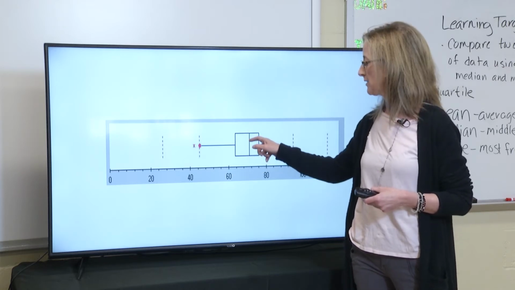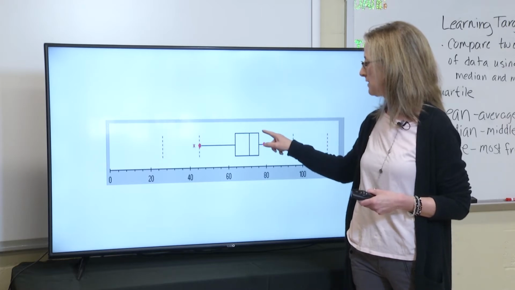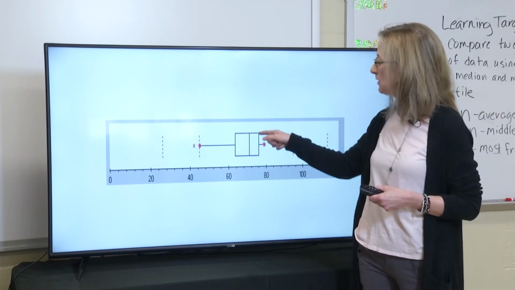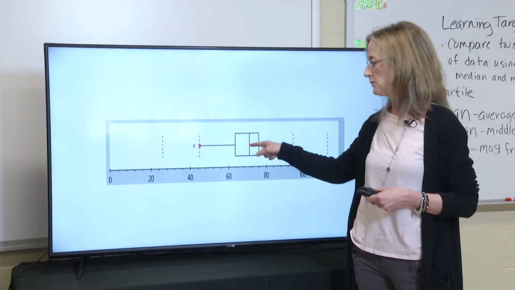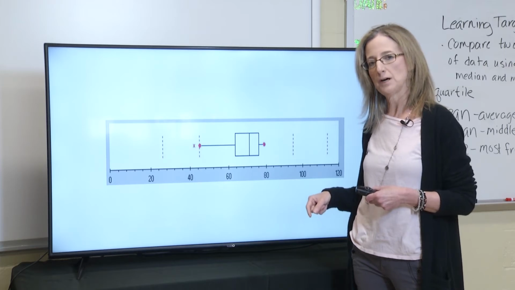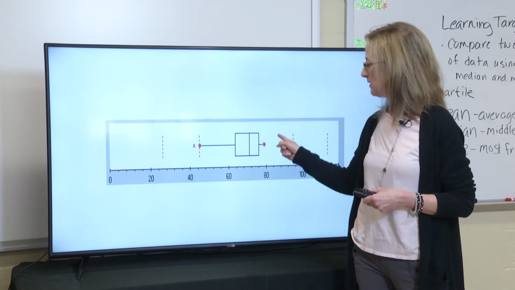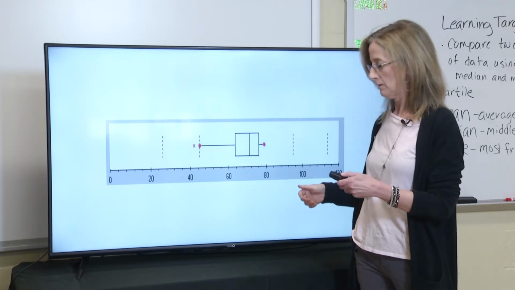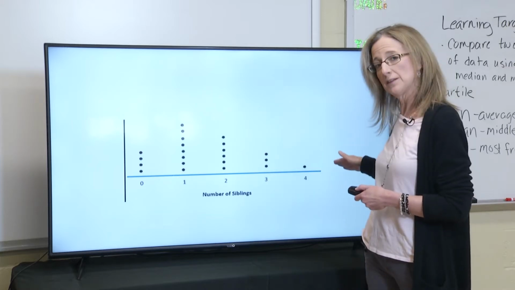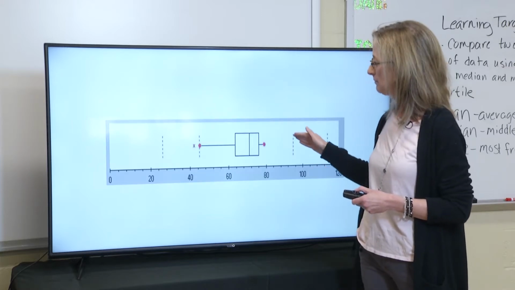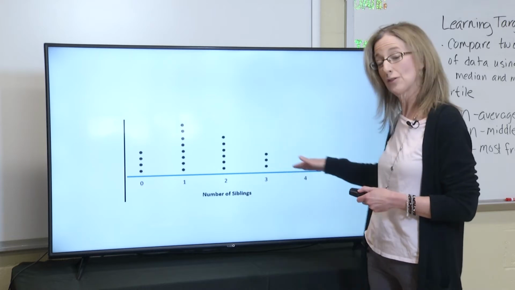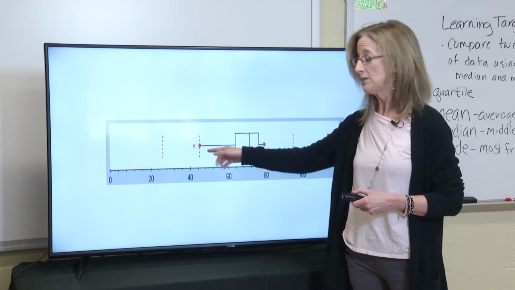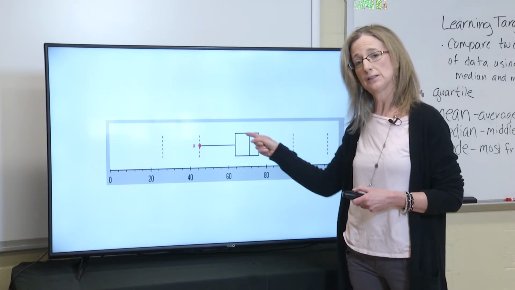So the majority of your data is right here. 1/4 of it is here, 1/4 of it is here, and the rest of your data on your box and whisker plot is right here. So if you look at it that way, which way do you think this box and whisker plot is skewed? It's skewed this way. So it's not skewed to the left like this one. It's not skewed to the right like this one. It's skewed to the left. So your tail is to the left.